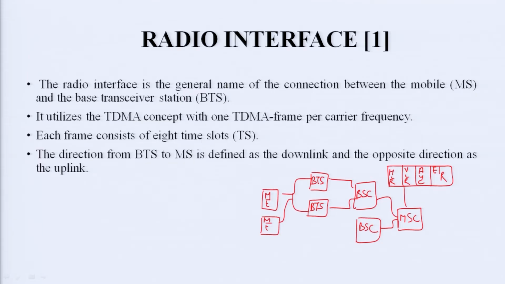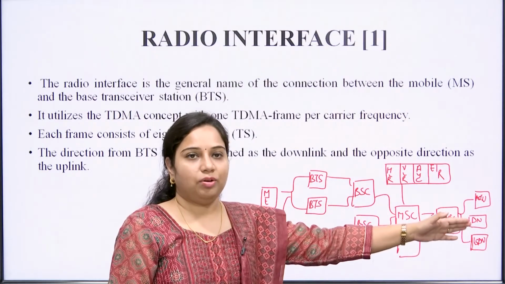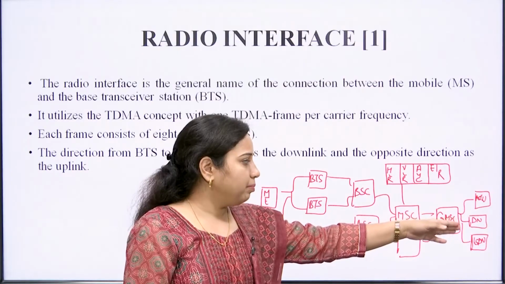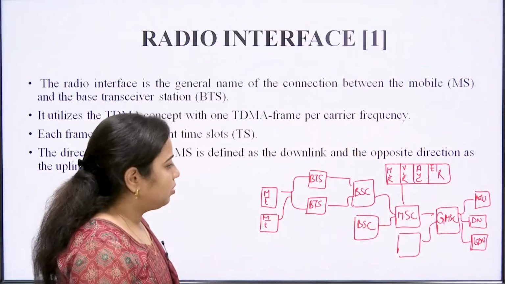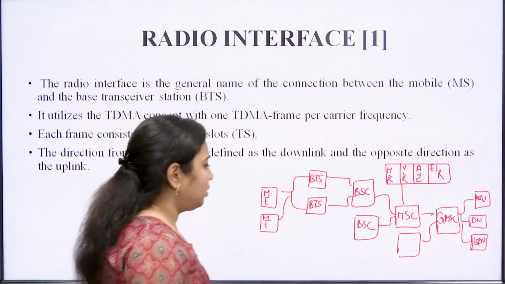Now, more than one MSC, that is mobile switching center, is connected to a GMSC, that is gateway mobile switching center, and the last part of this GSM system is the outside network, which can be a PSTN, that is public switched telephone network, it can be a data network, it can be your ISDN. So, this is how the flow of this GSM architecture looks, where a single mobile phone is connected and it can transfer the information to any of such places, like PSTN, ISDN, data network and so on.